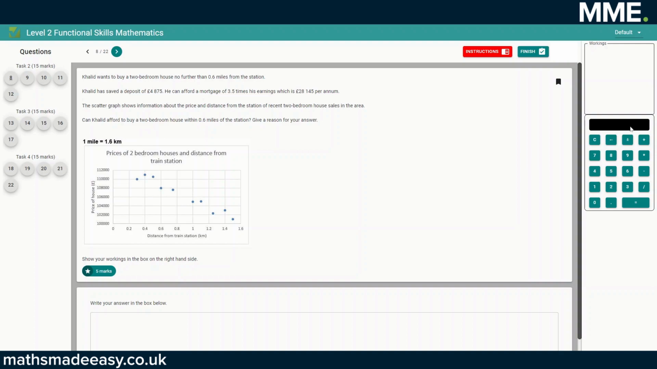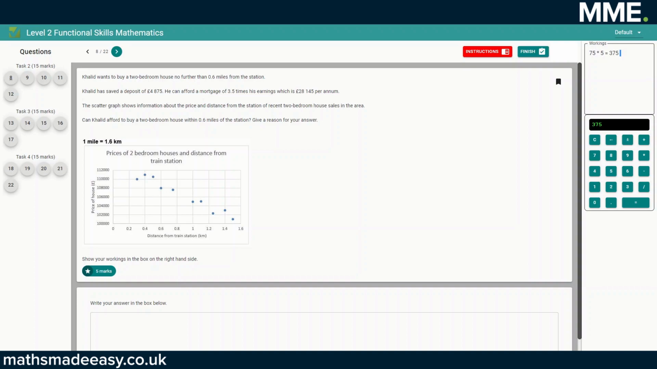So as you'll see on the right hand side here, there is a calculator that appears on screen for you to type in any of your workings throughout the exam. Now it will also record your workings in here, so if you don't quite get the correct answer, you can pick up method marks and working marks that will be stored here.